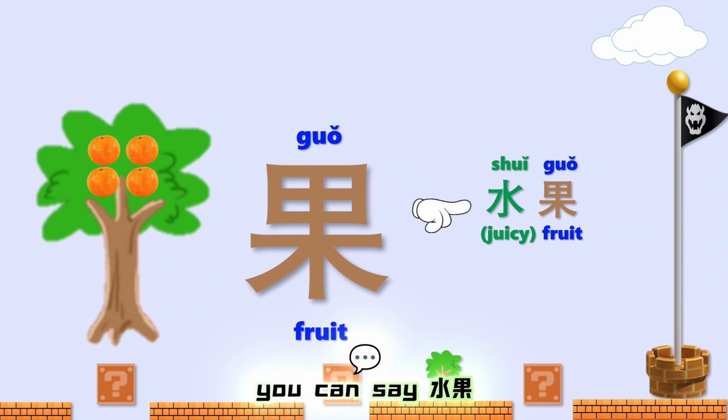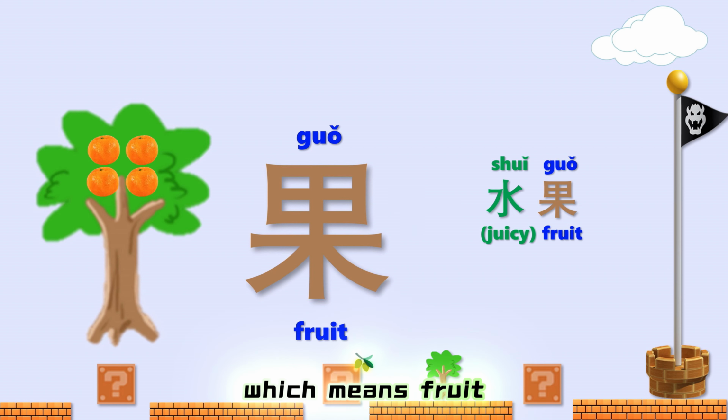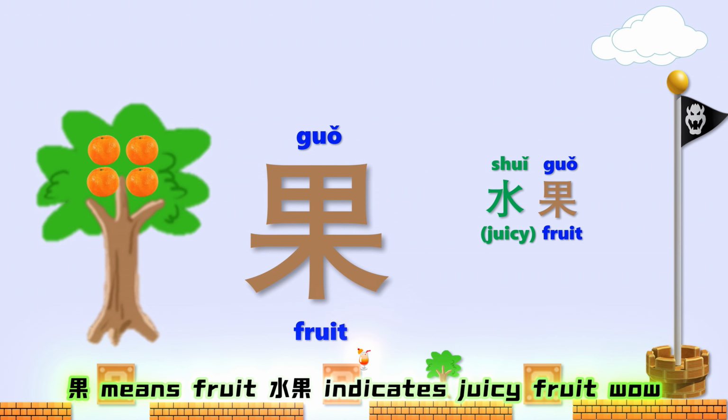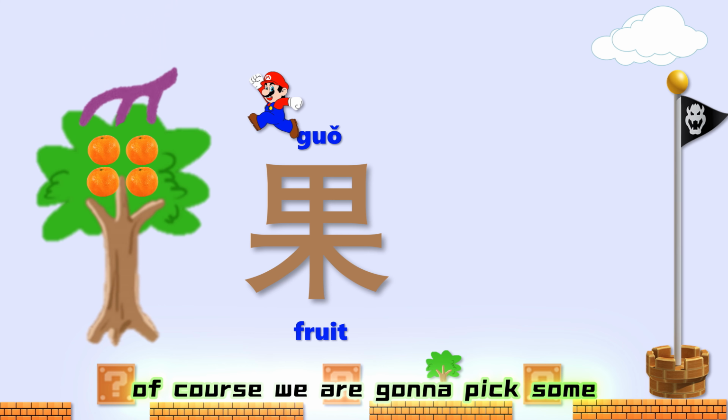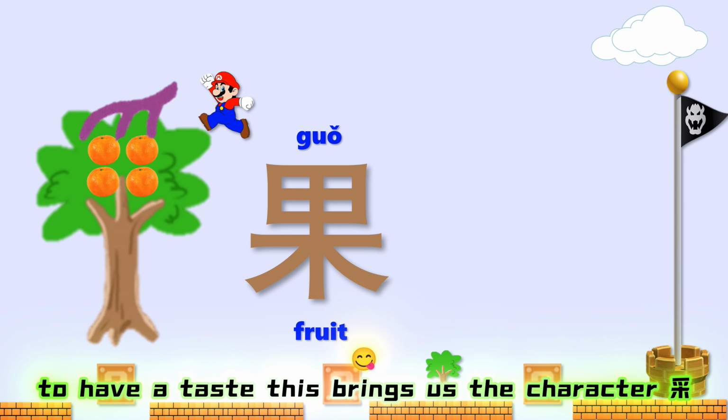You can say 水果, which means fruit. 水 means water. 果 means fruit. 水果 indicates juicy fruit. Wow, such juicy fruit. What are we gonna do with it? Of course, we are gonna pick some to have a taste.